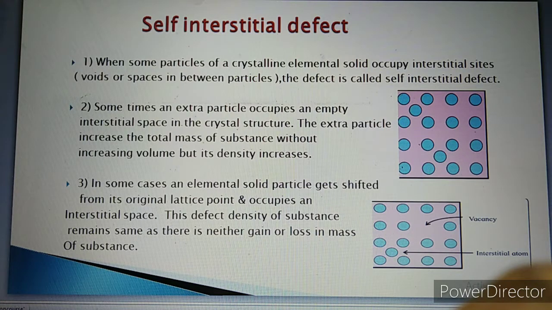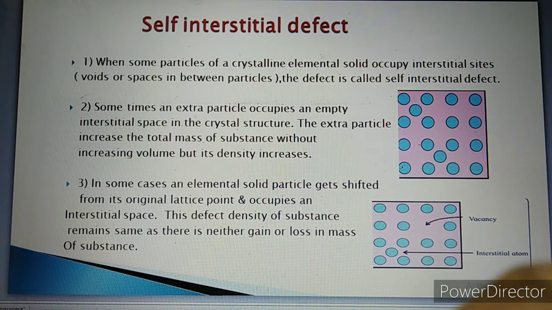So, there are two possibilities. In the first case, an extra particle will occupy the empty interstitial space, and in the second case, a particle from its original position gets shifted, and that shifted particle occupies the interstitial space. So, that is the second type of stoichiometric point defect, the self-interstitial defect. Now, the third one.